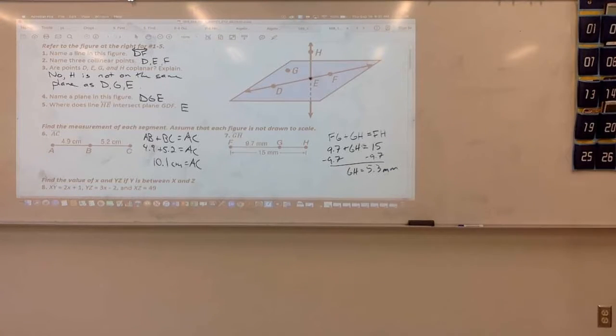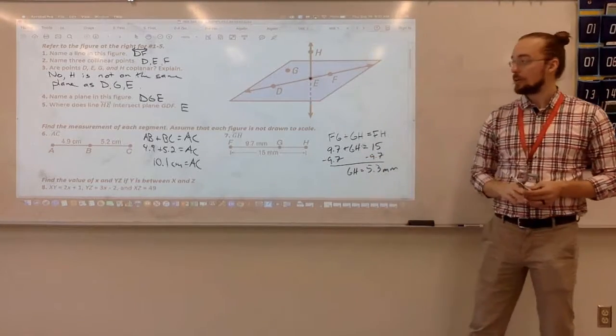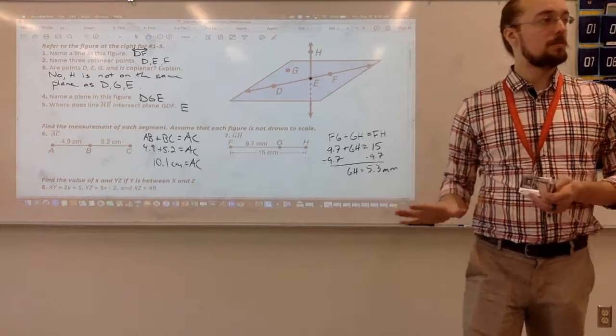So make sure you're labeling your answers, right? If we're given units, put the units on there. All right. Questions on the first 7?